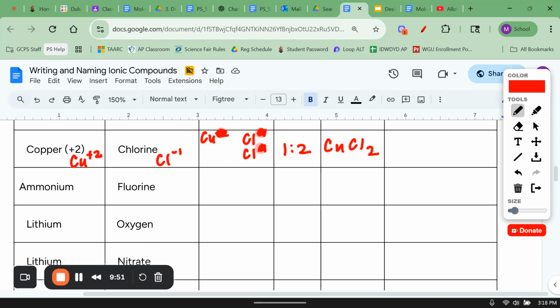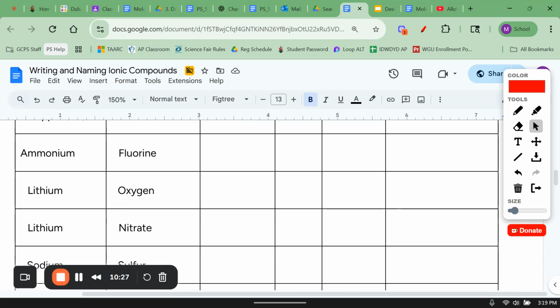Now we want to name this compound CuCl2 using our rules. Well, for our first part, copper, we will write its elemental name, and then because it is a transition metal, we will write in a copper 2. This is because the charge on copper was +2. For the second part, chlorine will become chloride. Any nonmetal on the front will change its ending to IDE.